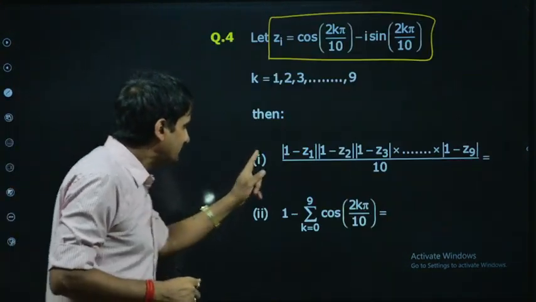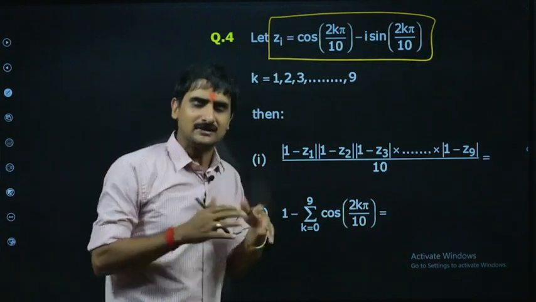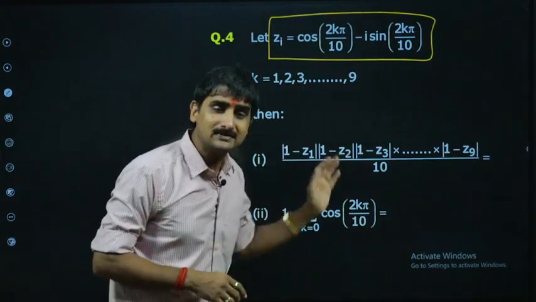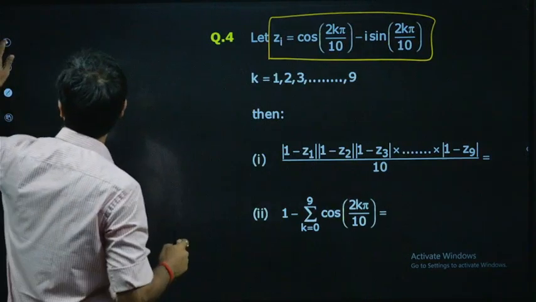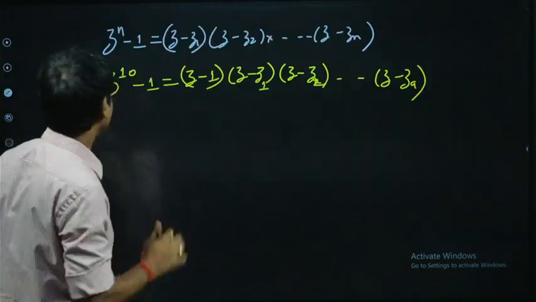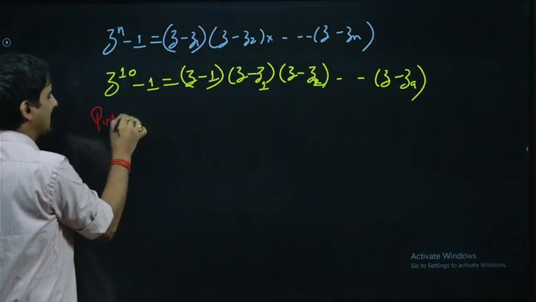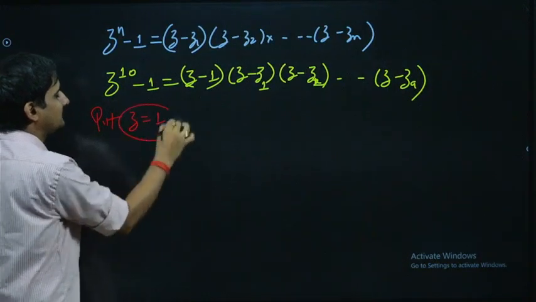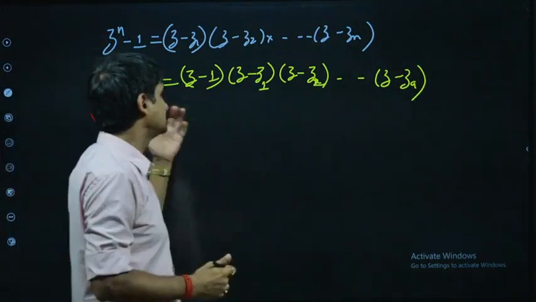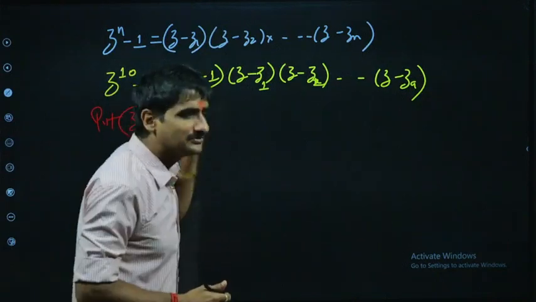We need the product of 1 minus z1, their modulus of course, 1 minus z1, 1 minus z2, 1 minus z3. We can get it directly when we substitute z equal to 1. But can we put z equal to 1 on both the sides? Because that will give us an identity, 0 is equal to 0. So this is also 0, this is also 0.